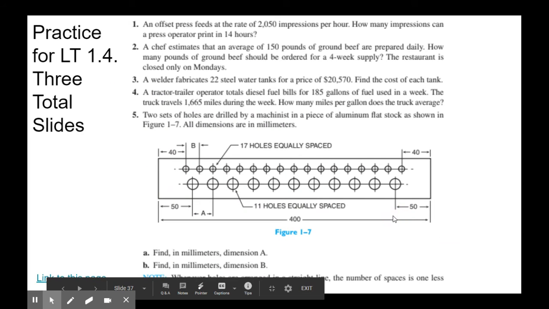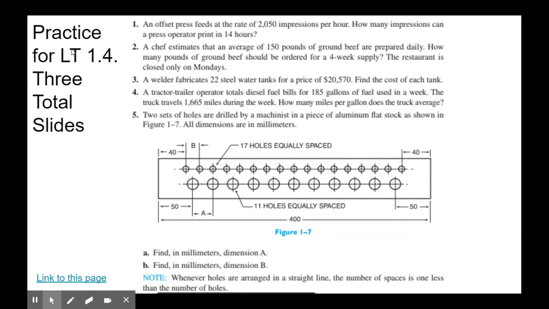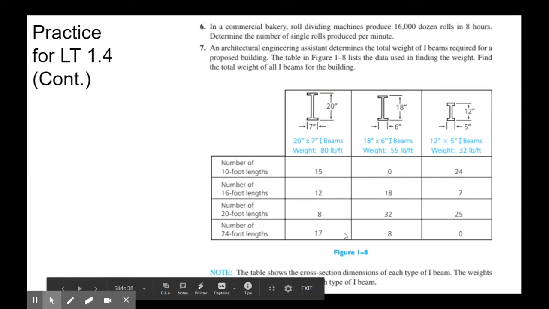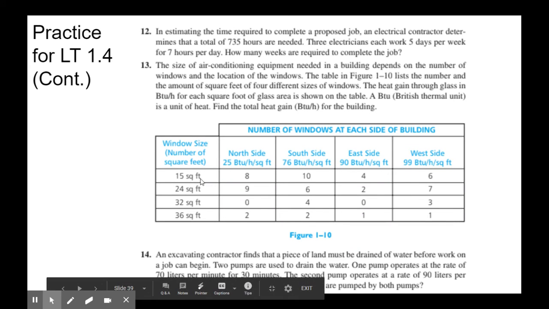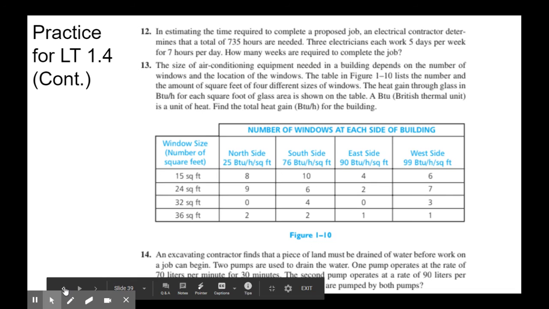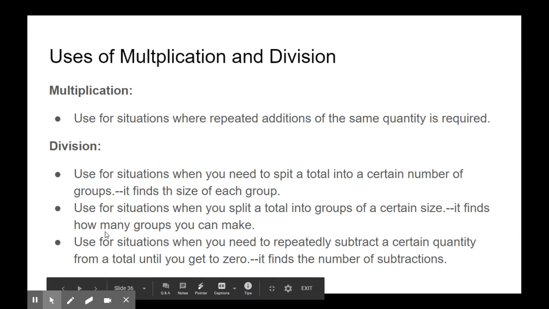So your practice is in this Google Slides. You can take a screenshot of this, or you can get into the slides or the notes. It's got 3 slides to it. So here's the first 5. Here's the next 2. This table, this is where it's kind of a longer problem, because you've got to actually figure out the total weight of this whole order of beams. And then here, again, a table, we have to figure out the total capacity there for air conditioning. So each one of these, try to fit each one of these problems into one of the 4 uses of multiplication and division.